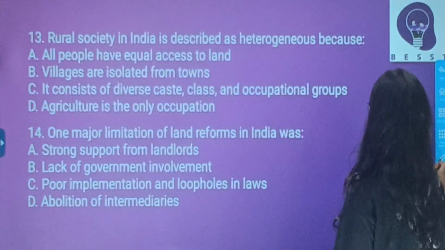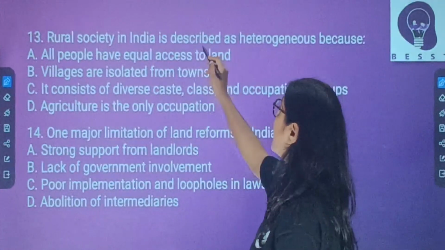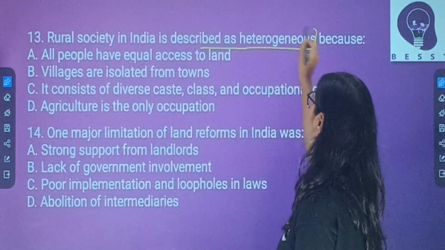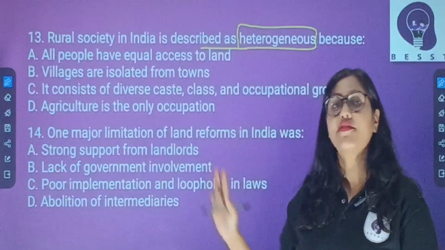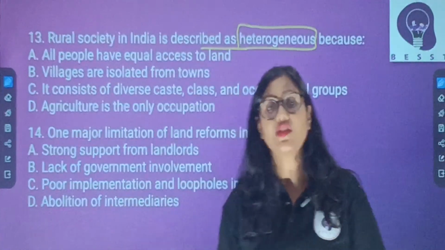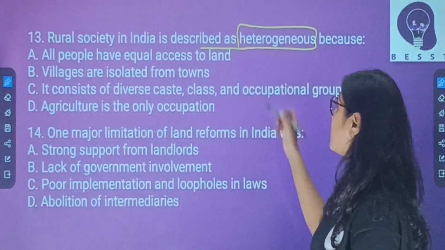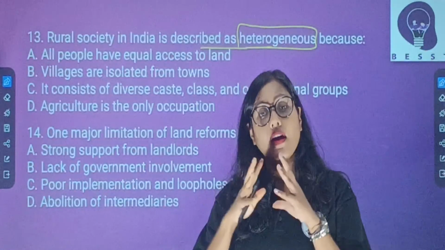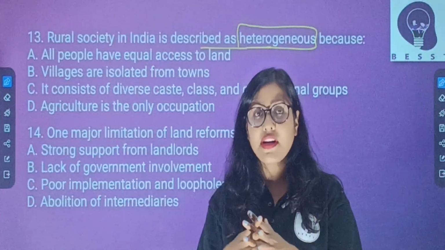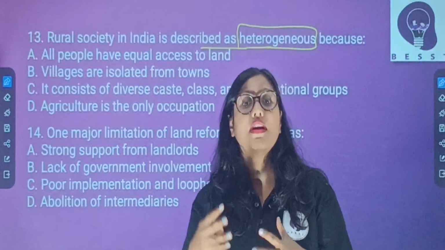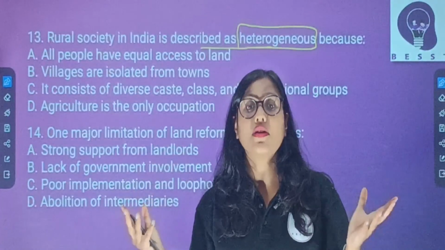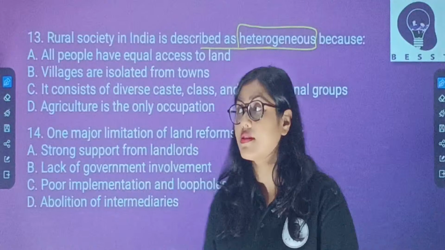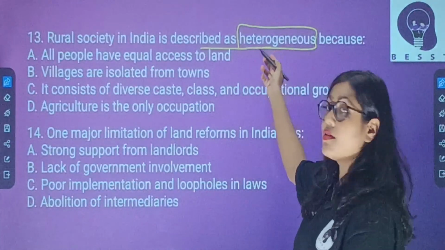Question number 13. Rural society in India is described as heterogeneous because... So what does heterogeneous mean? When there are so many varieties of ethnicity, caste, language, everything is different, right? That is termed as heterogeneous. And what does homogeneous mean? Homogeneous means similar, okay? Similar caste, similar ethnicities. When similar kinds of ethnicities remain in a group, that means that community is a homogeneous community. So this is what heterogeneous means.